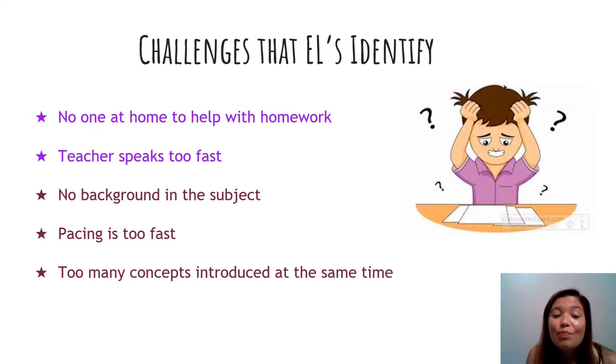The other thing is no background in the subject. We have to remember that our students come from all over the world, so their background knowledge is going to vary from what a native English speaker or someone who was born in the US already knows. For example, skiing. Let's say you're about to read a book about skiing, and the student has no background knowledge on what skiing is. Something that you could do is just show a little video or do a little visual of what skiing is. And there you go, boom, background knowledge in that subject.